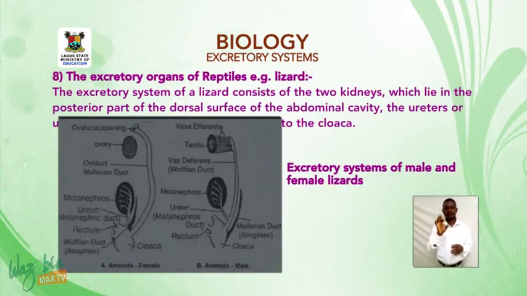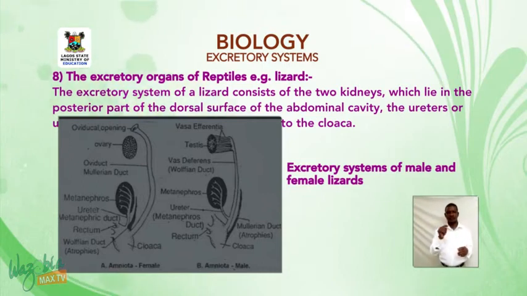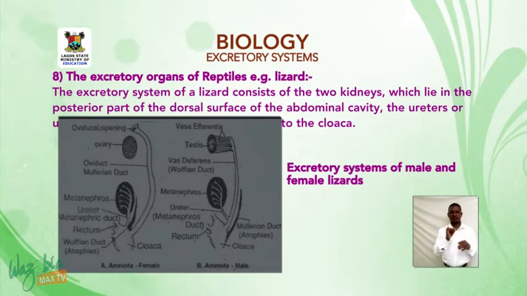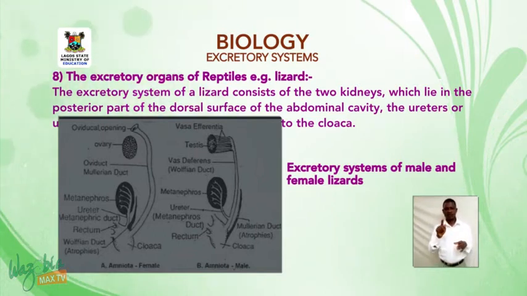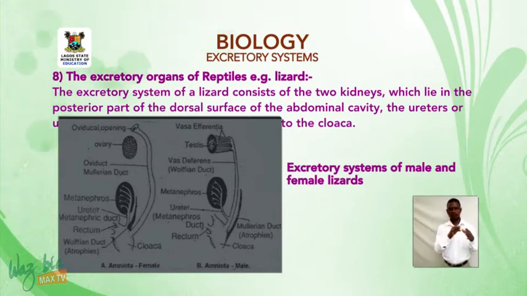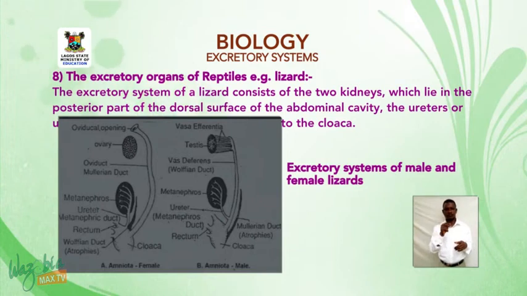8. The excretory organs of reptiles. Example, lizard. The excretory system of a lizard consists of the 2 kidneys, which lie in the posterior part of the dorsal surface of the abdominal cavity, the ureters or urinary ducts, which lead from the kidney to the cloaca.